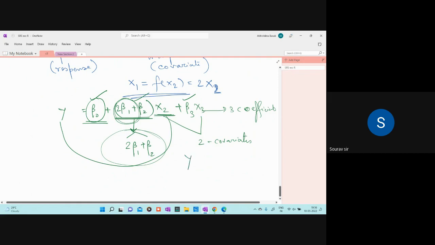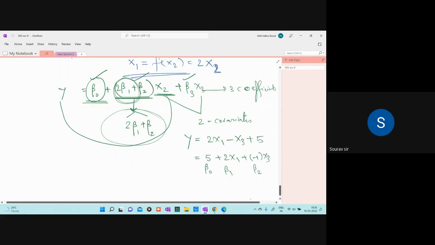Suppose I am getting y equals 2x1 minus x3 plus 5. How can I arrange it? 5 plus 2x1 plus minus 1 into x3. So this is my beta naught, this is my beta 1, and this is my beta 2. Beta naught is nothing but the intercept, but beta 1 is positive. That means the coefficient of x1 is positive.